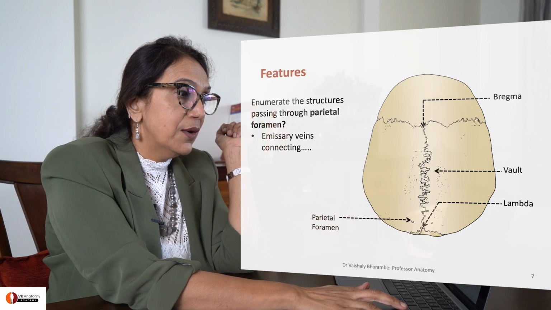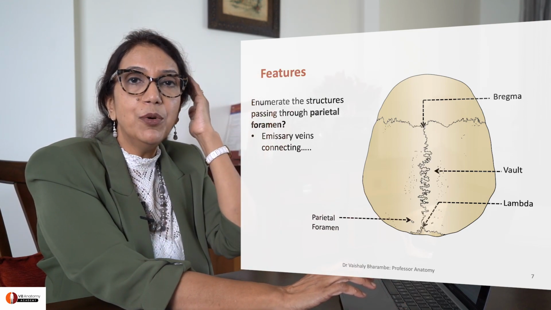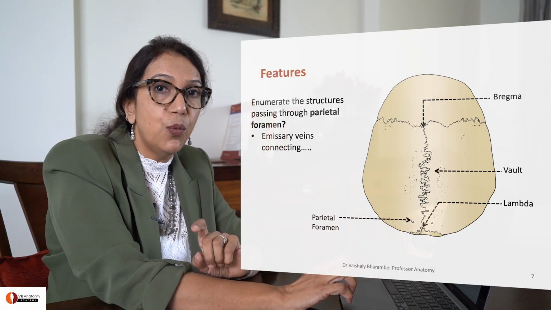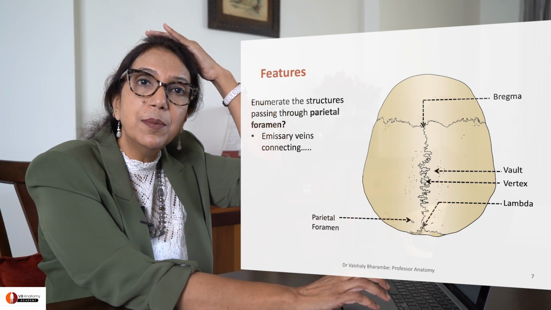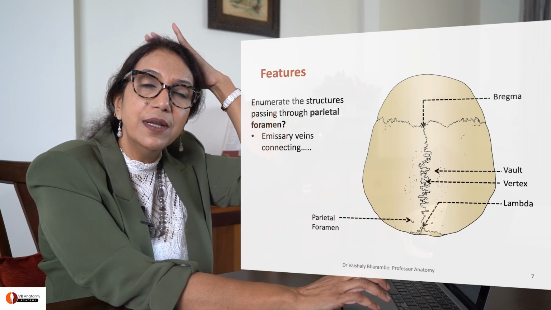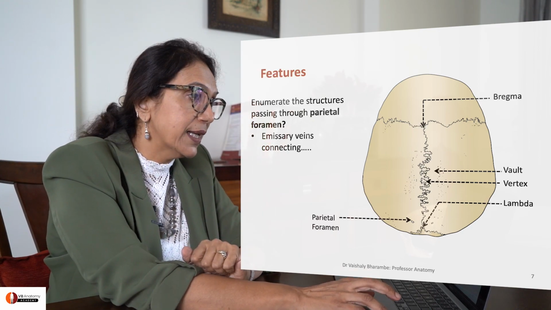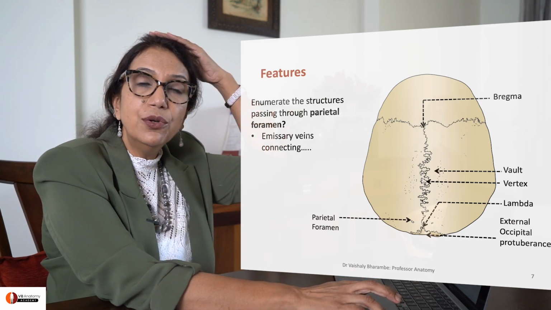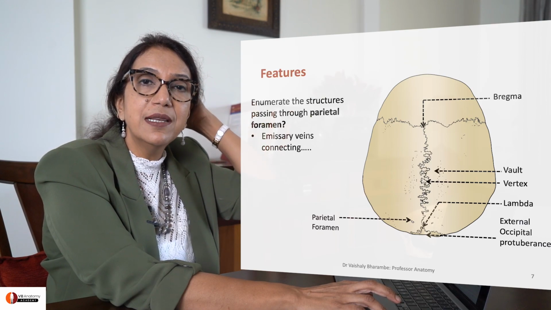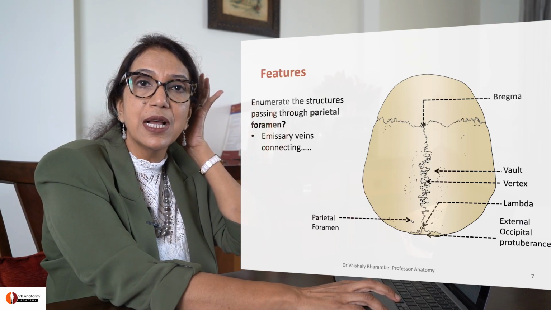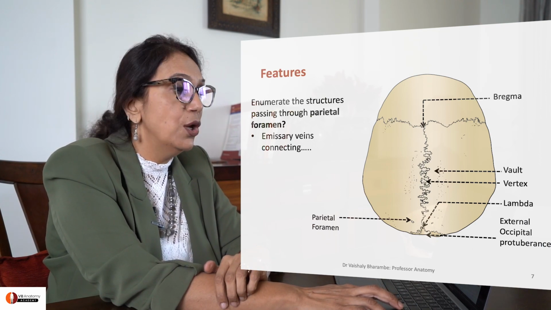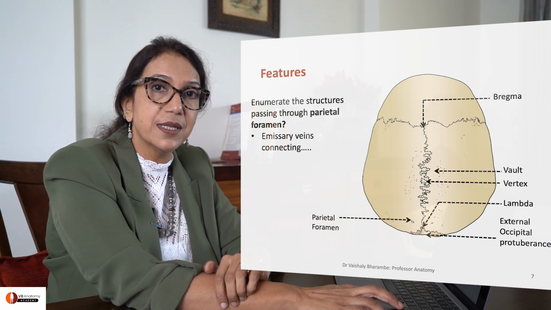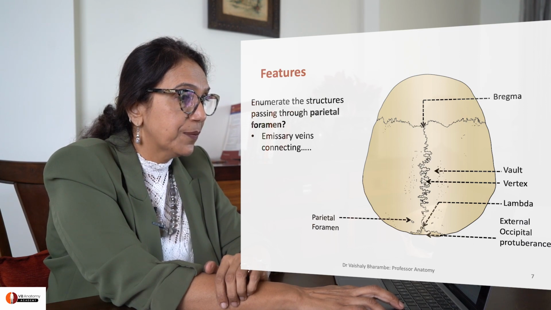Right. This rounded cap of your skull is called the skull vault, and the highest point of it, run your hand on your skull please. Can you feel the highest point? That is called the vertex. Continue to run your hand back. You find there is a posterior projection on your skull. This posterior projection is called the external occipital protuberance.